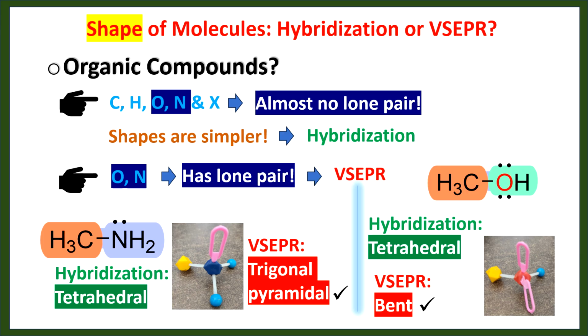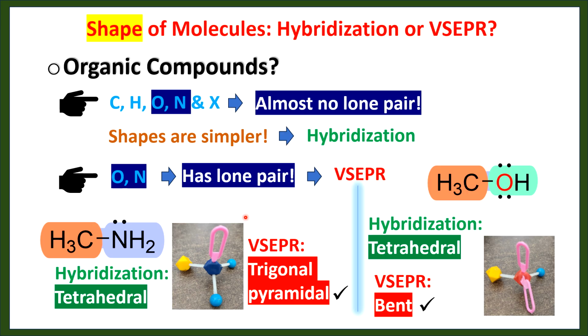So by determining shapes of molecule, which method is good, hybridization or VSEPR? Definitely the organic molecules are mainly composed of carbon, hydrogen. In these cases, there is almost no lone pair, so we can use the hybridization. These are easy, we have earlier used this. Only for compounds or molecules which have a heteroatom like oxygen, nitrogen, they have lone pairs, so in those cases VSEPR theory gives the accurate result.